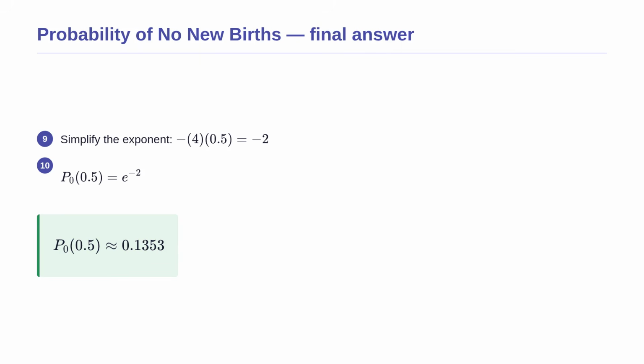Now we just simplify the math to get our final answer. Multiplying 4 by 0.5 gives us exactly 2, so our exponent becomes negative 2. Evaluating e to the power of negative 2 on a standard scientific calculator gives us approximately 0.1353. This means there is a 13.53% chance that absolutely no users will connect to the network during those first 30 seconds. It also means there is an 86% chance someone does connect.